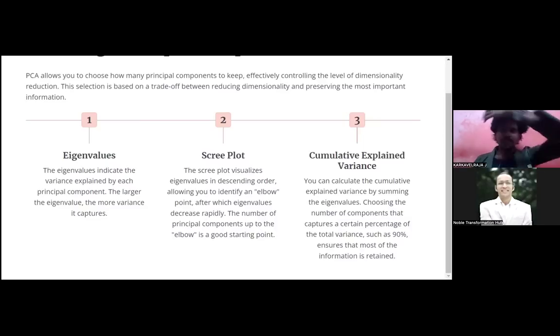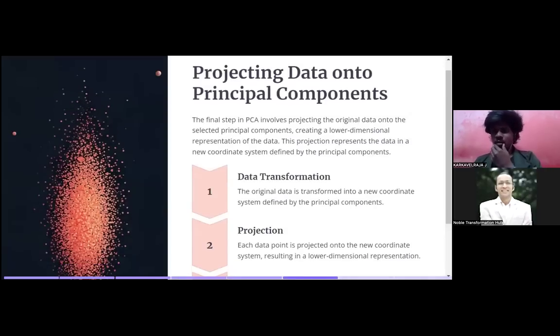Yeah, guys. Let us move on to the next slide. Projecting data onto the principal components. Let us see what it is. We are going to see how the steps work for these principal components. The final step in PCA involves the projection of the original data onto the selected principal components, creating a lower dimensional representation of the data. This projection represents the data in a new coordinate system defined by the principal components.